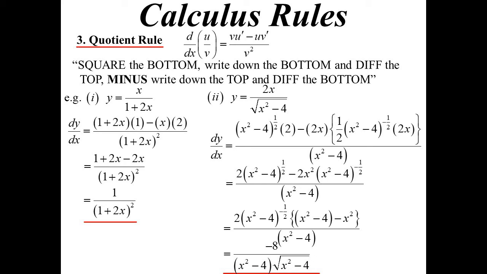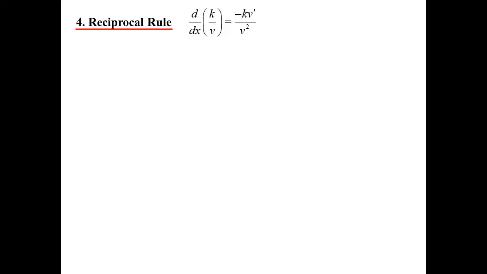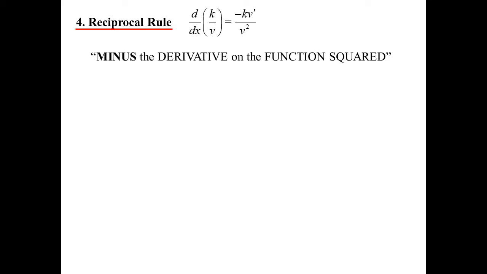Now, I'm going to let you in on a little secret. The reciprocal rule. You won't find it in any textbook. This is our secret. It's sort of like a special situation of the quotient rule, where the top is a constant number. Now, because the top's a constant number, when you diff the top, you're going to get 0. So this one then simply says, it's just minus the derivative on the function squared.